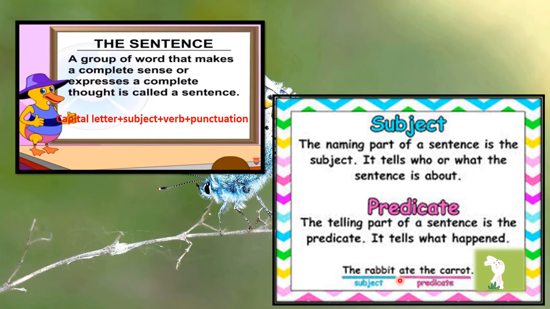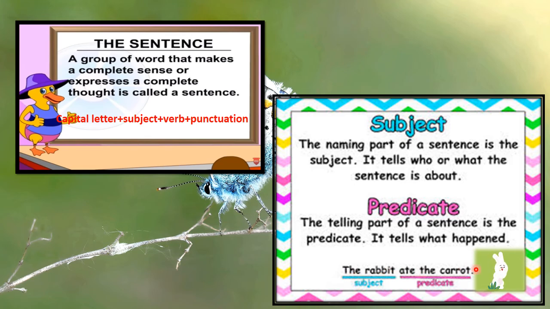Then, what did the rabbit do? Ate the carrot. This is the action part. The doing part is called the predicate. In the predicate, there is a verb and other groups of words to make a complete predicate. So here, the rabbit ate the carrot.